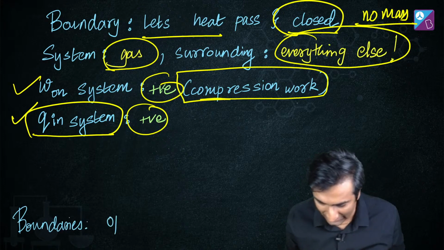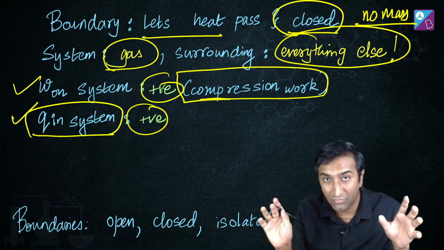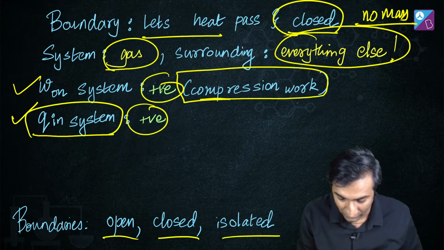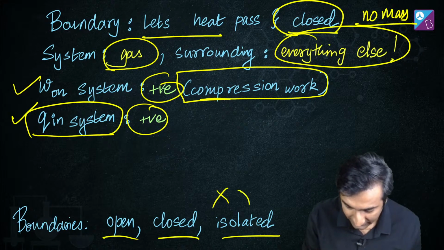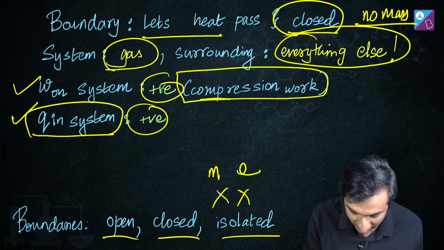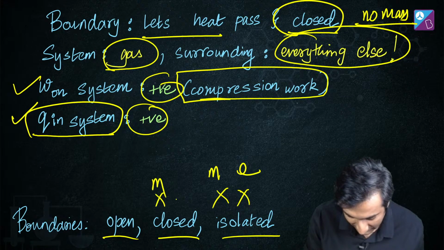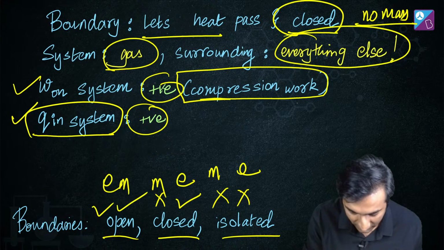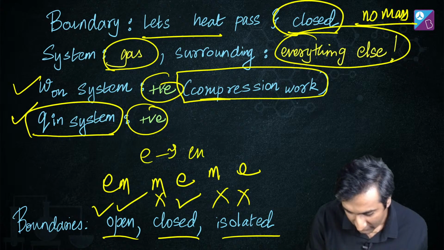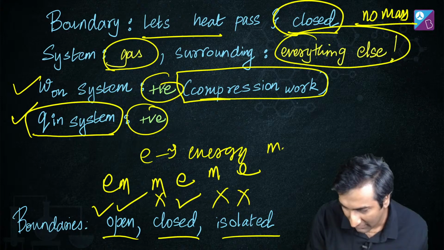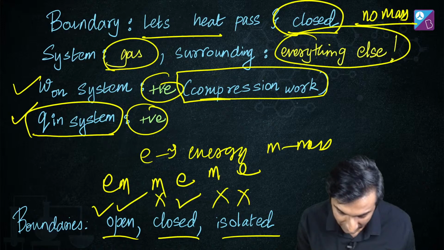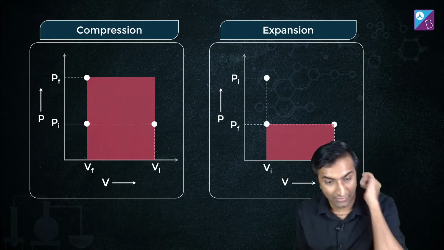All right, sweet. Boundaries, there are three types of boundaries. Based on the boundaries, there are three types of system: open, closed, and isolated. No mass, no energy. Okay, here no mass, yes energy. Okay, here energy, mass, dono open. E is energy and M is mass. All right, sweet. ठीक है? Chalo, let's look at a little bit of more theory and then we'll start the questions right away.